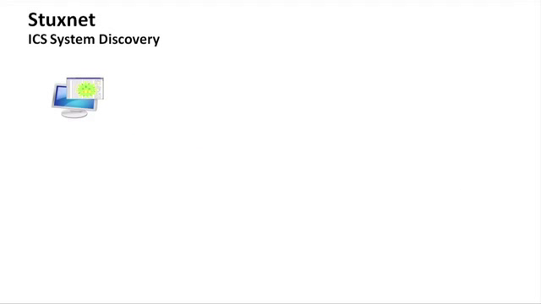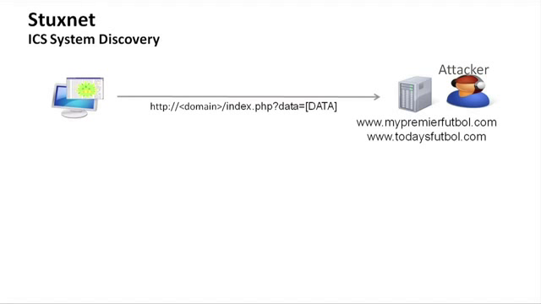Stuxnet's goal is to find a computer in the organization that is used to program a PLC, or a programmable logic controller. A PLC is a small computer that can control industrial machinery such as pumps and centrifuges. Every time a computer is infected, it sends a message back to the attacker over the internet, which provides the attacker with general system information.